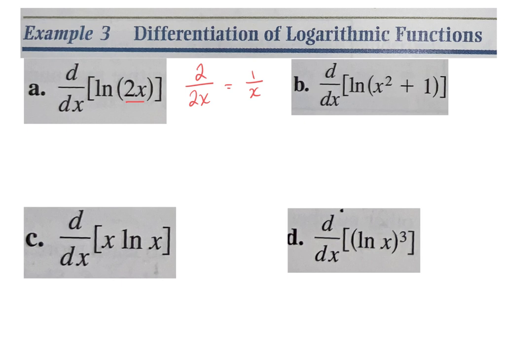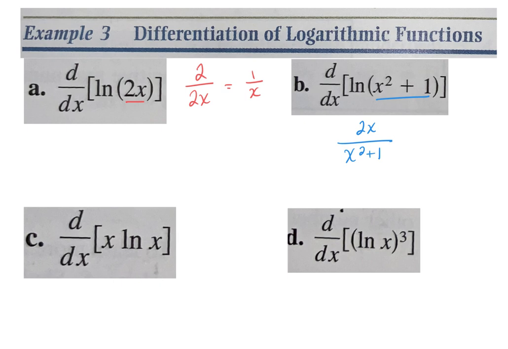All right, let's look at the next one. Inside the natural log, I have x squared plus 1. What's my derivative? 2x. That's my numerator. My denominator is what was inside. All right, easy enough. All right, let's look at this next one.